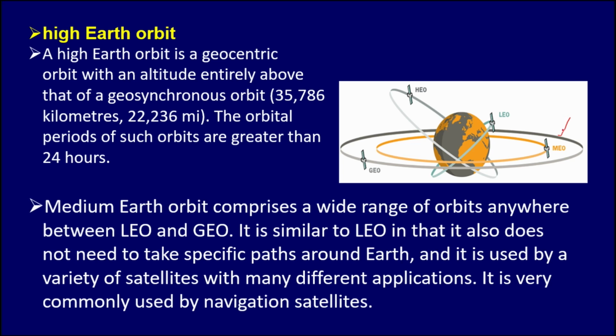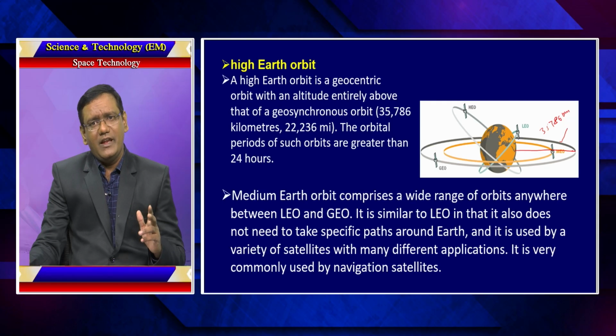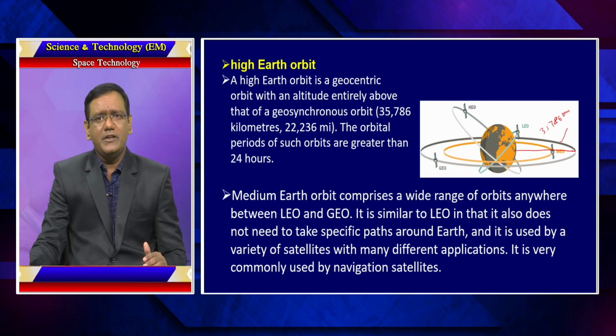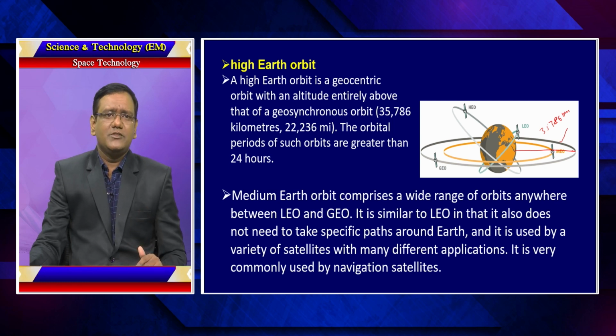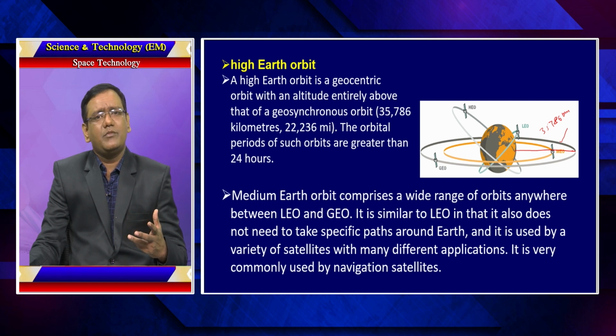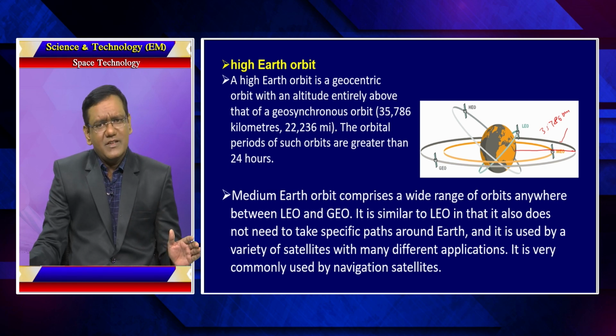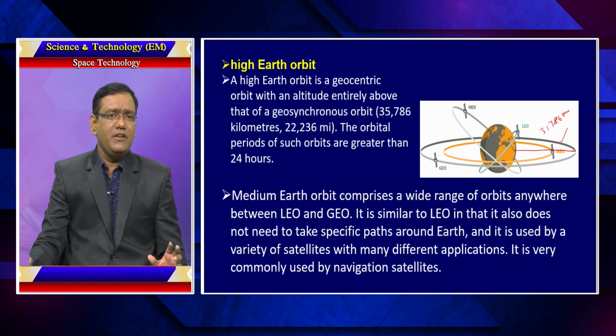If you look at this here, the GEO orbit is around 35,786 kilometers from the Earth. Now we have talked about LEO, that is low Earth orbit, and high Earth orbit. So then what does medium Earth orbit comprise? It is a wide range of orbits anywhere between LEO and GEO. Then we call this a medium Earth orbit.